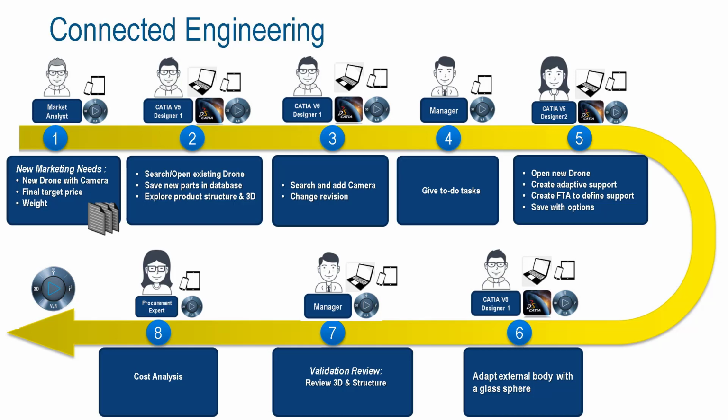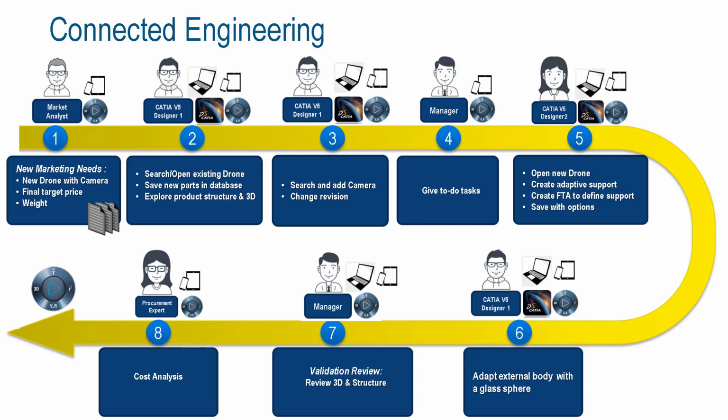We'll show an 8-step process involving multiple roles. These people have different needs and skills. Step 1, the market analyst wants to explain some requirements and share some ideas. Step 2, the CATIA V5 designer starts to work on the 3D data, respecting what the market analyst has explained. He begins with an existing design and shares this data with everyone. In step 3, the designer adds the camera and creates a new revision of the product. In step 4, a manager reviews the revision and creates the detailed design request.